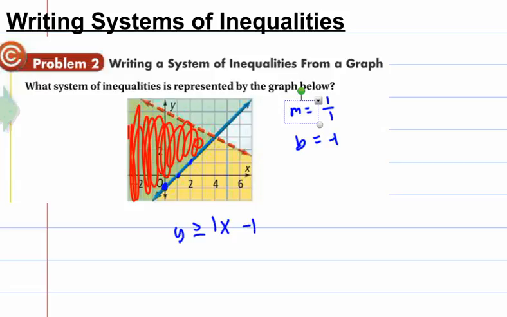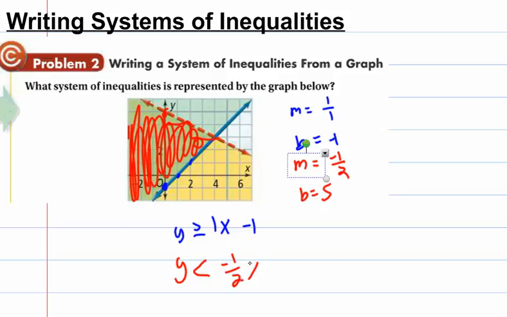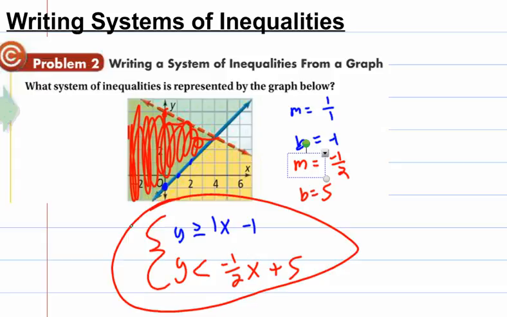Now the red line starts at 1, 2, 3, 4, 5. So the y-intercept is 5. Slope, you go down 1 and over 2. So negative 1 over 2. So our inequality to be y, we're shading underneath it, is less than, since it's a dashed line, we don't put the or equal to, less than negative 1/2 x plus 5. There is your system of linear inequalities for that one.